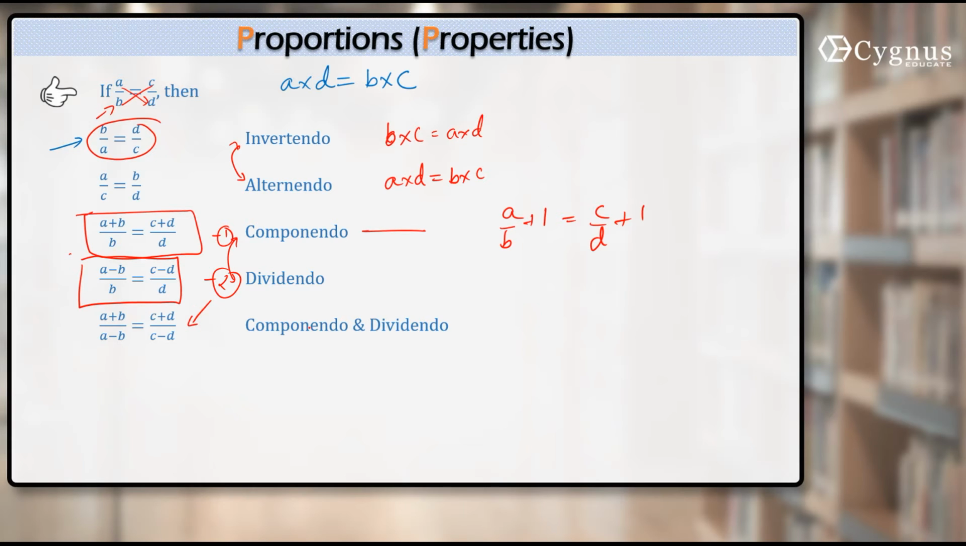This would be the final answer. So (A plus B) by (A minus B) will become what? (C plus D) by (C minus D). Yes or no? Let's look at the application of this property.